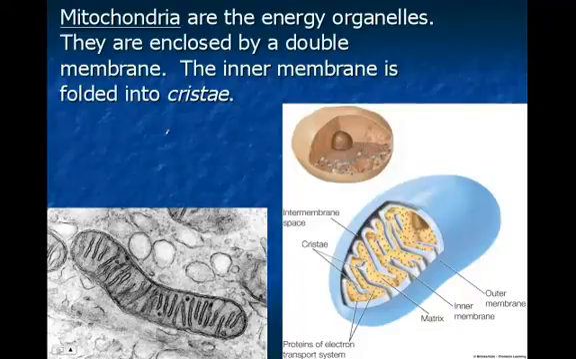So let's talk about some of the other organelles here. We also have, of course, what we call the powerhouses of the cell, the mitochondria. And these are the energy organelles of the cell. And the mitochondria are actually what we call a double membrane organelle. And that means that they literally have two sets of membranes.